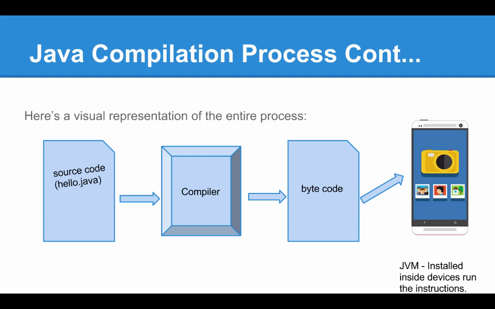It's the Java Virtual Machine that takes the bytecode, understands what it's supposed to do, and then runs those instructions as an application. Well, now you know how the Java compilation process works.